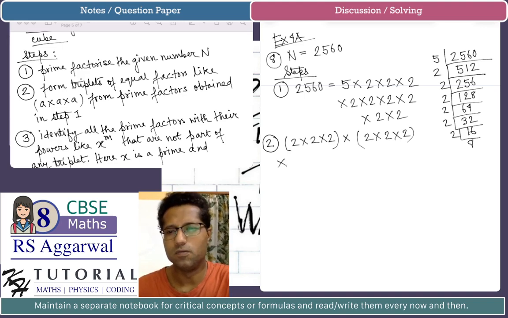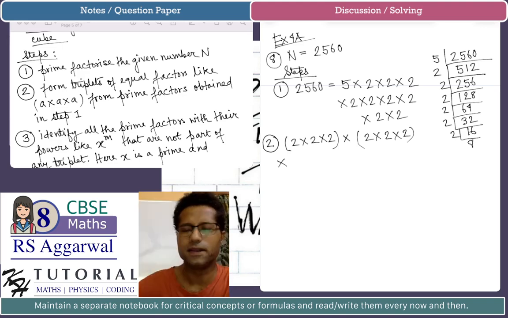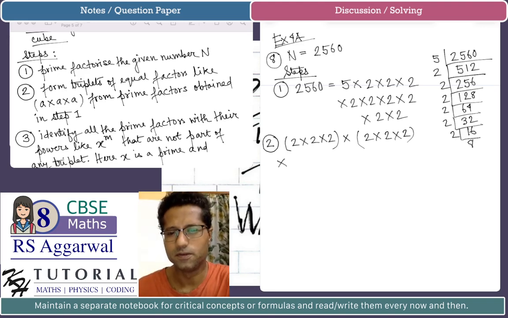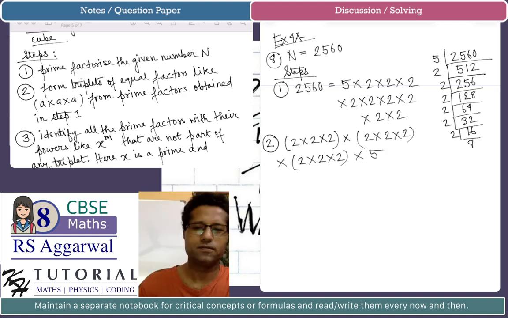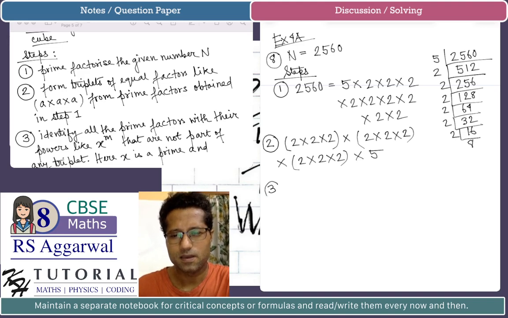There are total how many 2's? There are total 9 2's. So we will have three triplets of 2's, and finally we will have the 5. So in step 2 we have formed all the triplets. Okay. What is step 3?